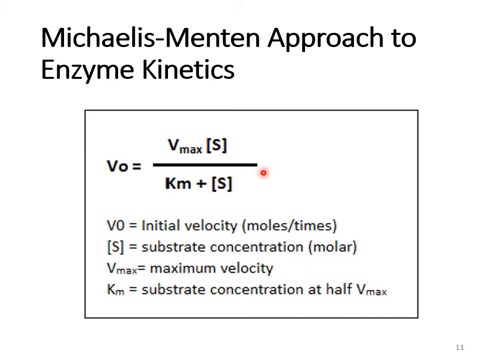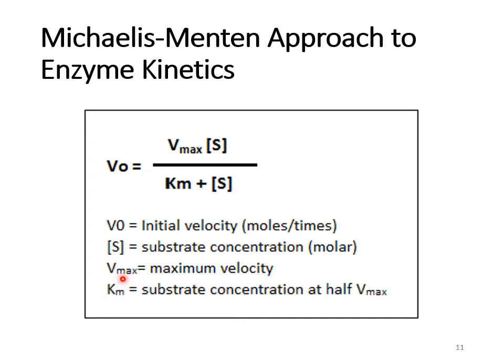Now, the big equation that you tend to see with the Michaelis-Menten approach is right here. They give you what each of the terms within this equation mean. So you have initial velocity over here being equal to the maximum velocity over the substrate concentration at half Vmax, which we're going to see in graphical form in a minute to help you better visualize what that means, plus the substrate concentration.